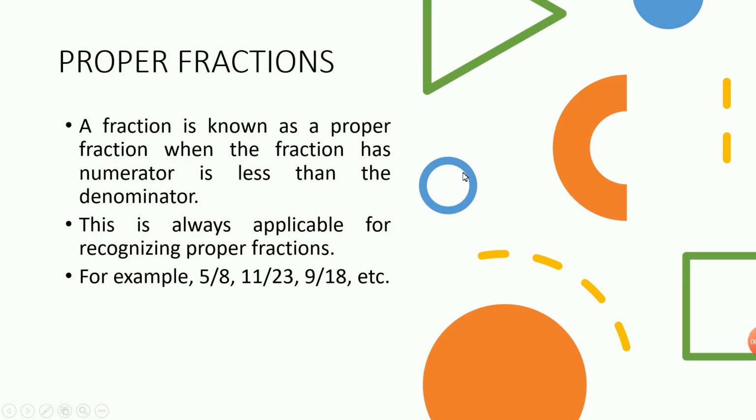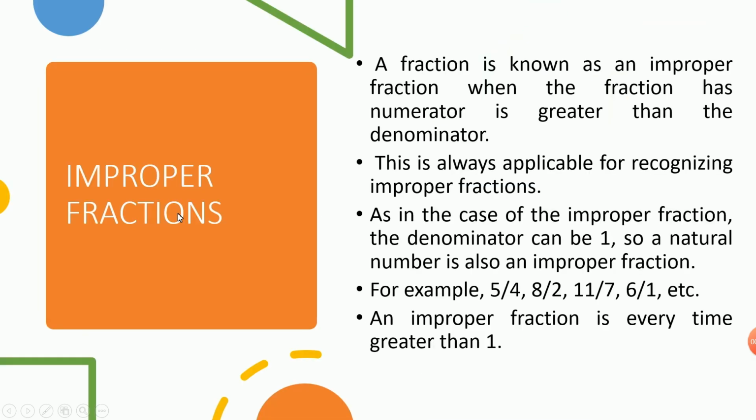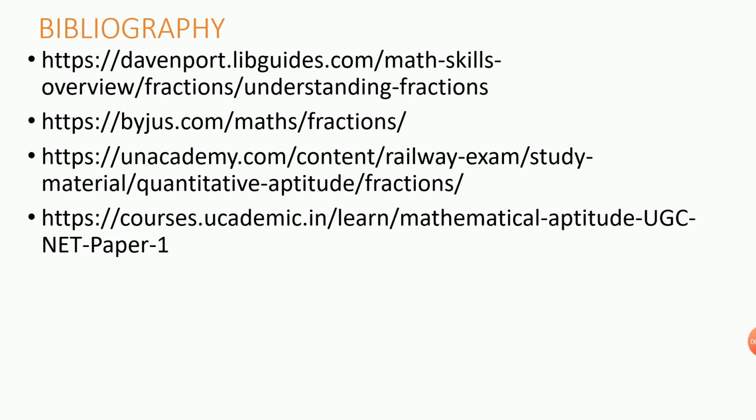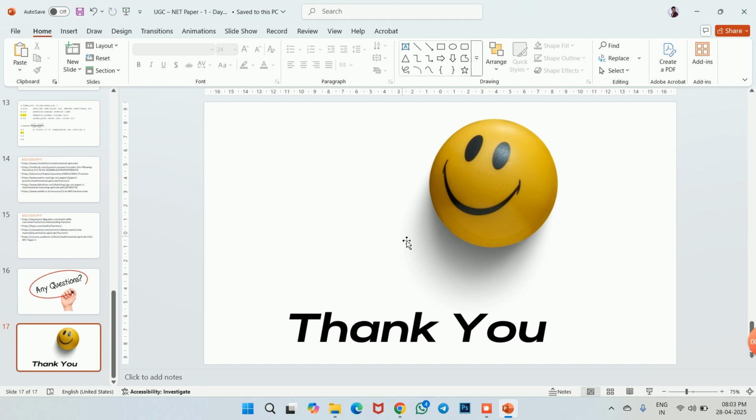I hope you understood both. Proper means the numerator is less than the denominator, and improper means the numerator is greater than the denominator. That's how we identify improper and proper fractions. That's it, today's class is over. In tomorrow's class, we will see the remaining types. That's all. Thank you.